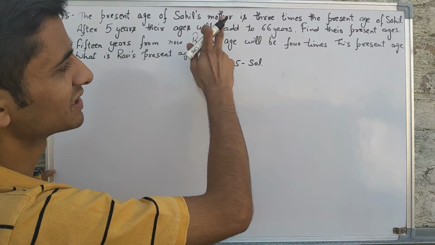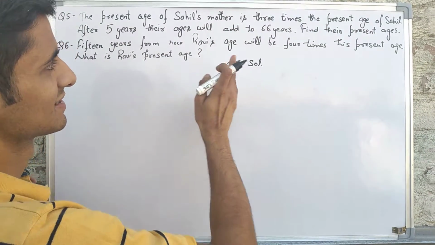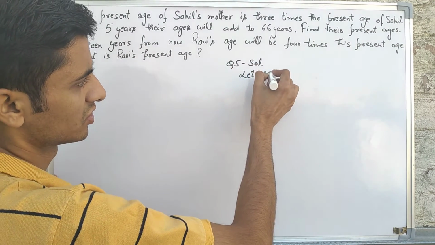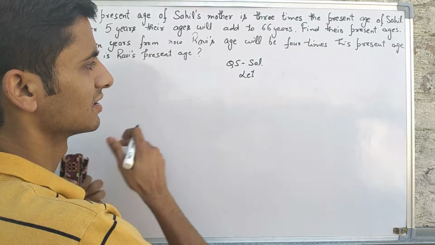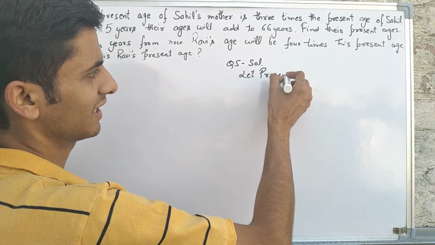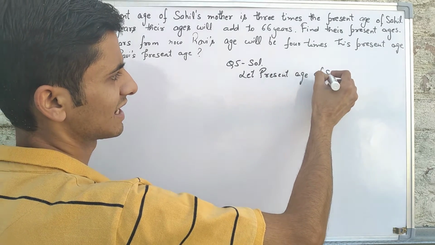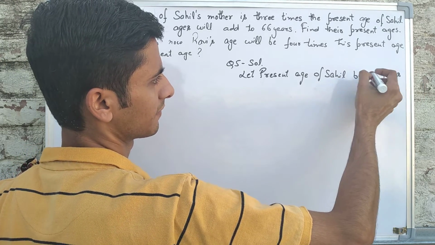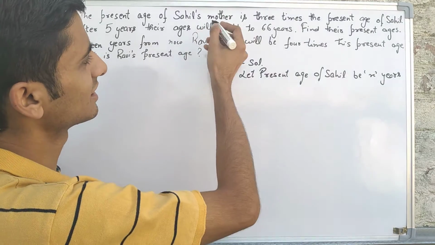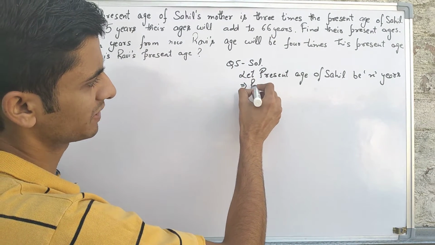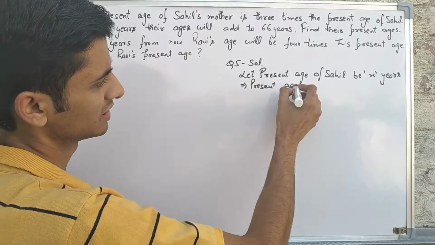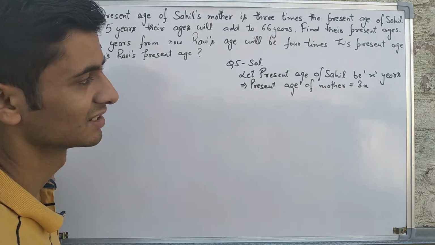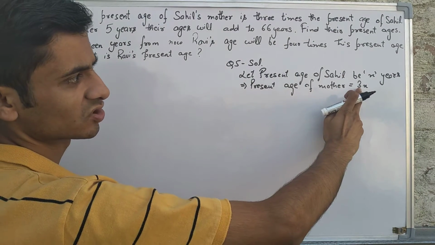Present age of Sahil's mother is 3 times the present age of Sahil. Sahil's mother is 3 times Sahil. Let present age of Sahil be x years. Then what does it say? It implies present age of Sahil's mother will be 3x, because it is 3 times the age of Sahil. So 3 times x.